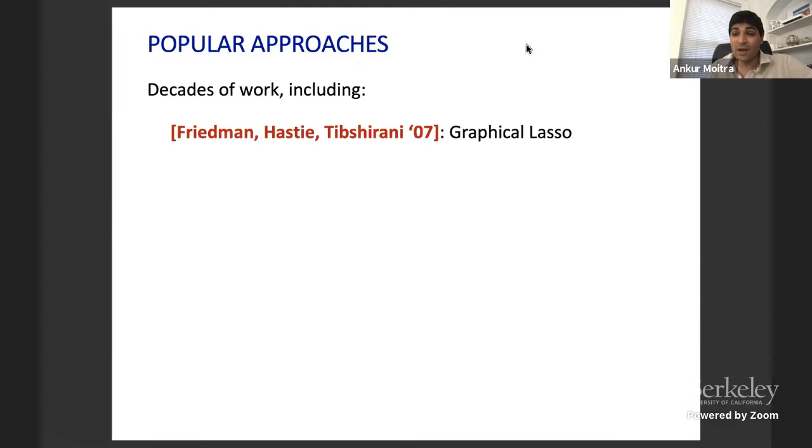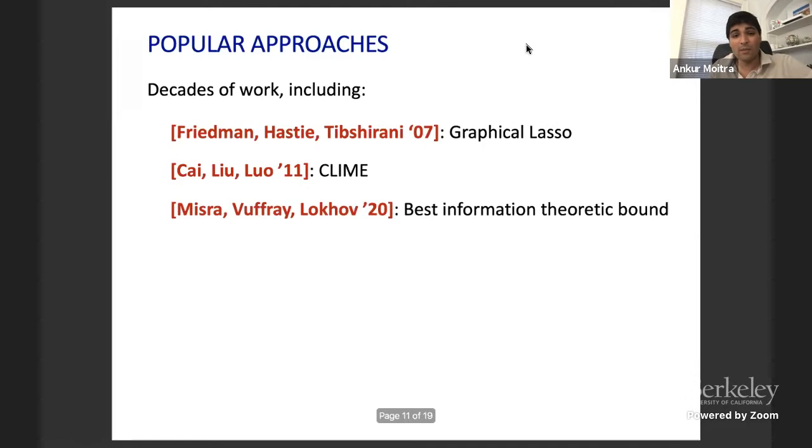models. But what I want to convince you of is that there are actually hidden assumptions that govern when these things work, so maybe it makes sense to take a more sober look and ask whether they are satisfied or not. There are also approaches like the CLIME estimator that is in some sense related to graphical lasso with slightly incomparable guarantees. But the thing I want to highlight is this recent work of Misra, Vuffray, and Lokhov, which really revisited this problem and asked what is the right information theoretic dependence?